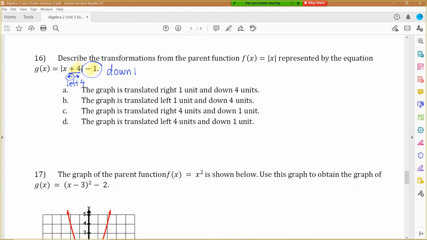The number out at the end is always moving you up or down. If it's positive, it goes up. If it's negative, it goes down. That one's kind of the easier one. Number out at the end goes up or down. That gives you an answer, letter D. It's the absolute value of x plus 4. That's why. So my original x value, I would have to subtract 4 from it to get back to where I wanted to start because it's being added to 4.